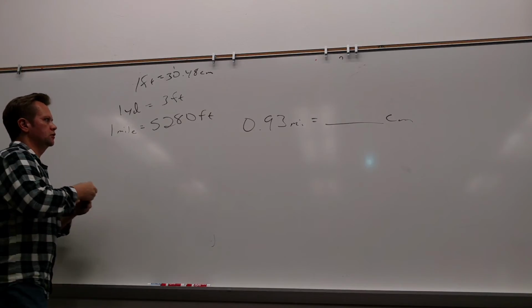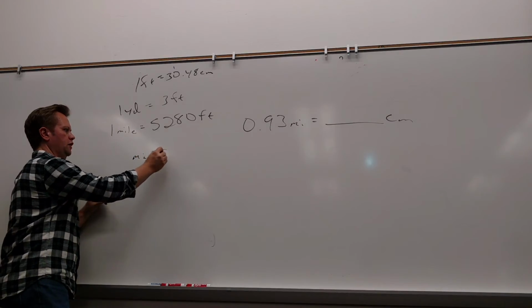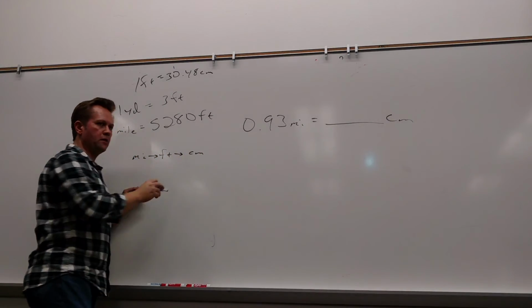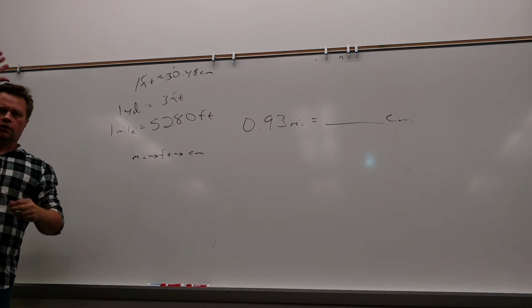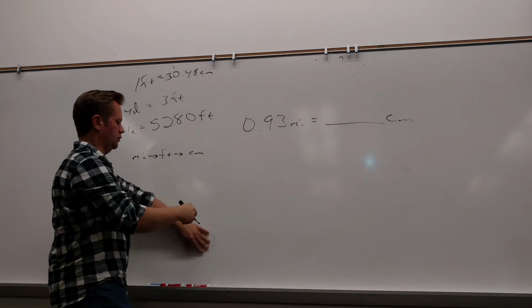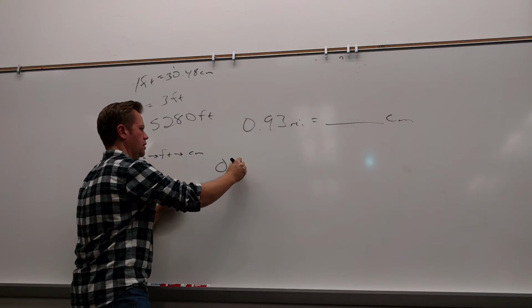Let's see. All right, so what's my path going to be? I can go from miles to what? To feet to... All right, so my path is very short. I like it. So you could go inches and then to centimeters. You could add one more route off of your path. Let's not do that. So 0.93 miles.